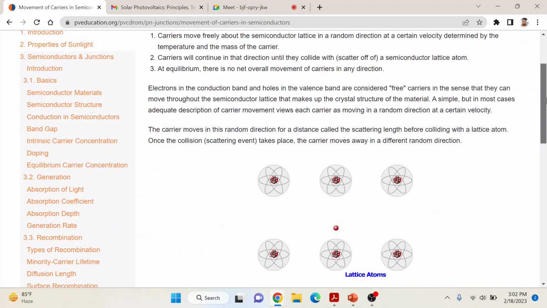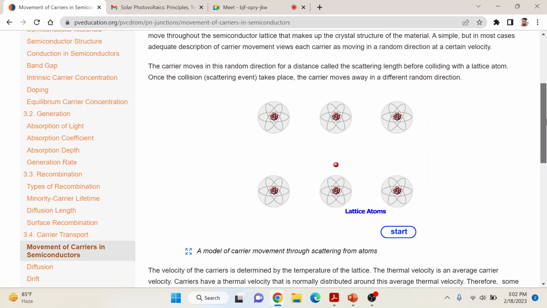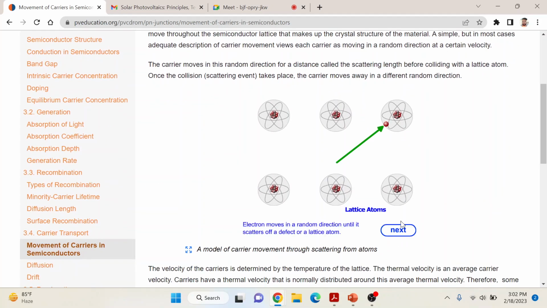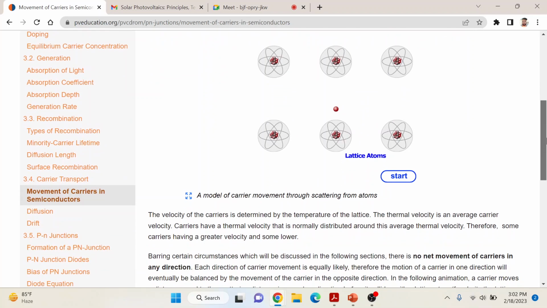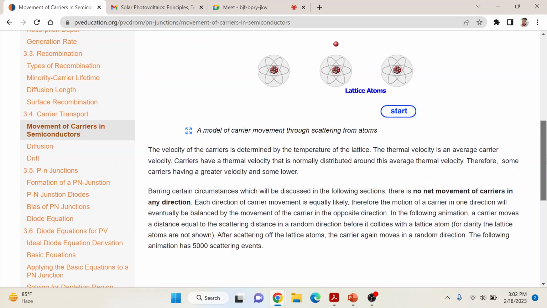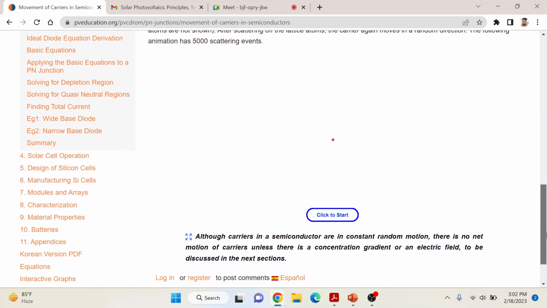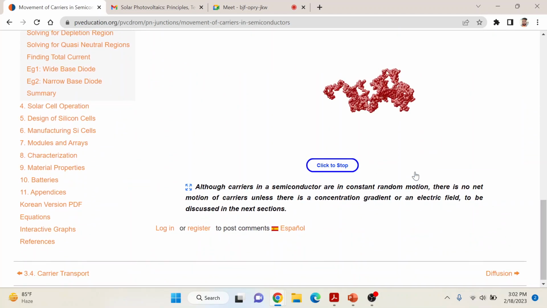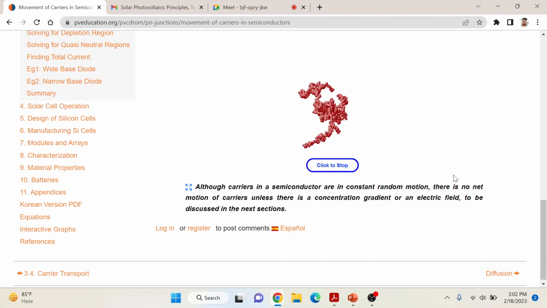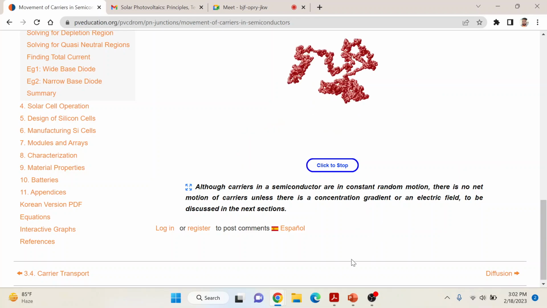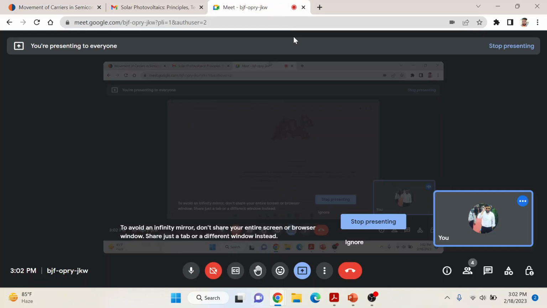For example, you see this movement of carriers in the semiconductors. They specifically explain how carriers move in the absence of an electric field and how they move in the presence of an electric field. In a very concise form, they have given every basic thing. So I would suggest everybody go onto this website to see the 3D view of all the concepts that we are talking about.